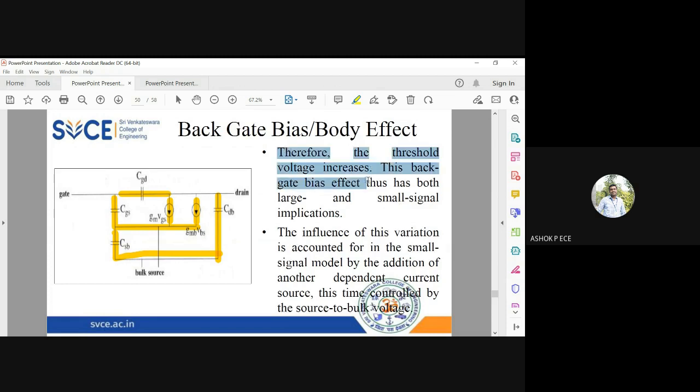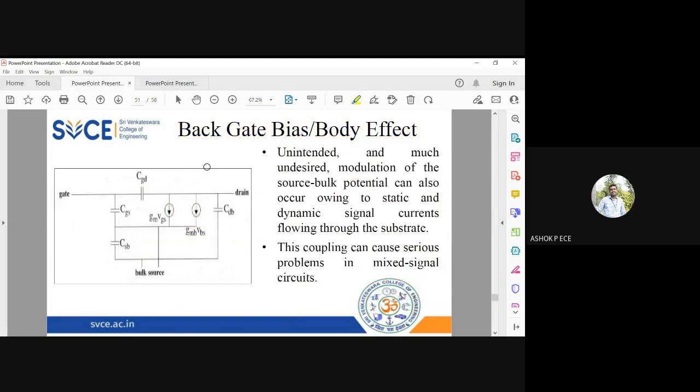So this has both large scale and small scale implications. You can use the small signal model to analyze how the body effect is going to impact the overall performance of your device. And unintended and much undesired, this modulation can also result in currents flowing through the substrate. So this may cause serious problems in mixed signal circuits.